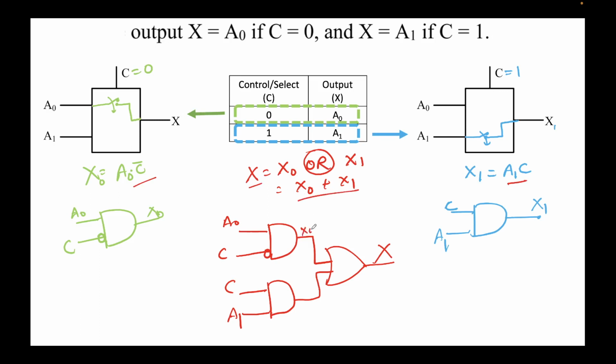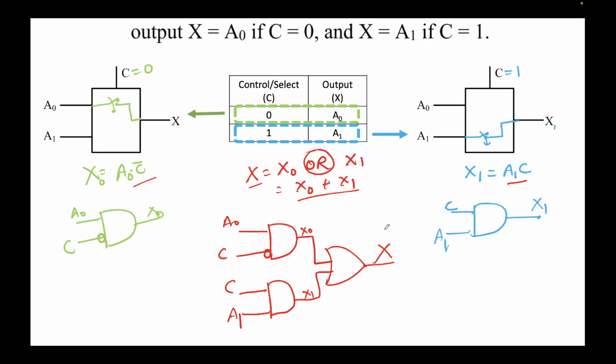So this was x naught, this was x1, and I have drawn the circuit. See, I have replicated this circuit here. You see, the green circuit is this one here, and the blue circuit is this one here. And to get the final output X, I am doing nothing but taking x naught and x1 through an OR gate, so it will do the summation of x naught and x1, and we'll get our final output X.